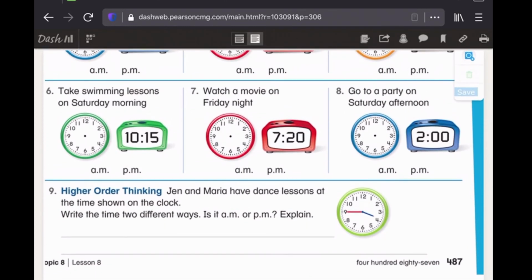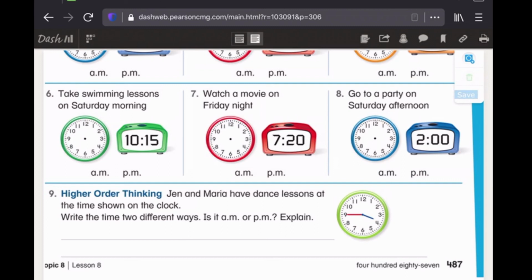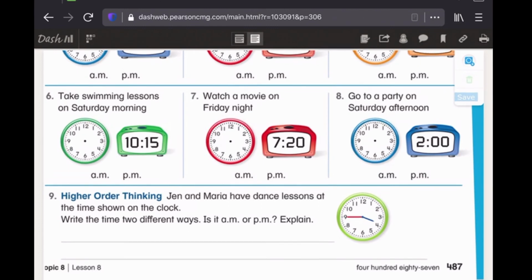Let's go down to number 9. Jen and Maria have dance lessons at the time shown on the clock. Write the time 2 different ways. Is it AM or PM? And explain. So you have to think about what are 2 different ways you can write the time, just like what we did in the other lesson. And you have to think about, would dance lessons at the time shown on the clock take place before noon or after noon? And how would you know? You're probably going to need to figure out what time that clock is showing before you can answer that question.